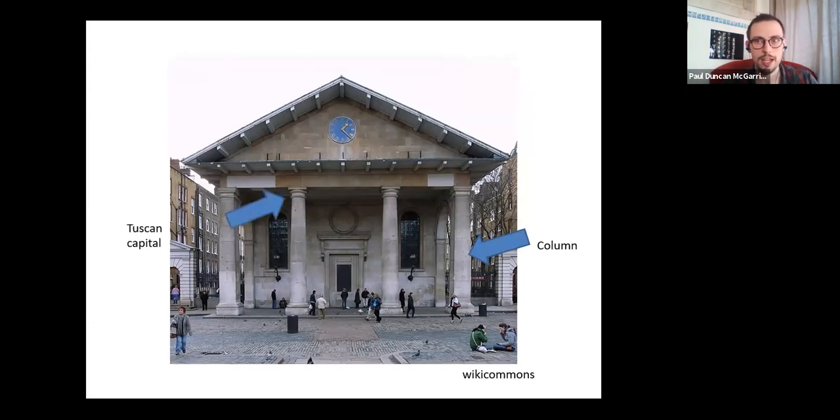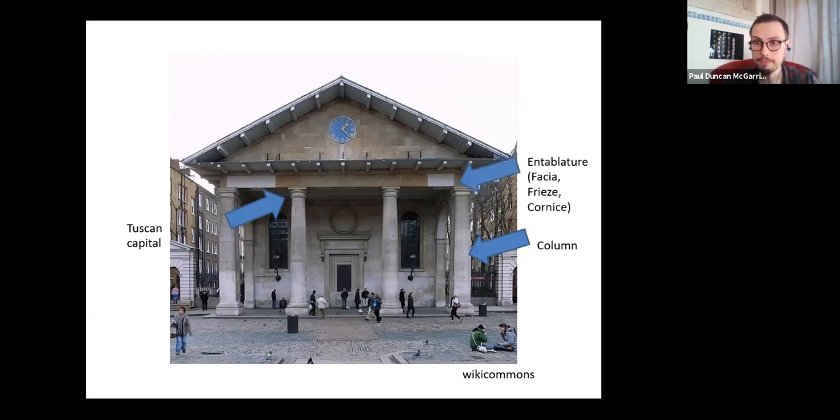And this is a Tuscan capital. There are five different orders of column. They are Tuscan, Greek Doric, Doric, Ionic, and Corinthian. They all have different proportions. They all have different elements to them. We haven't got time to go into them all, but if you get those, you will find them very useful to look into all of those.